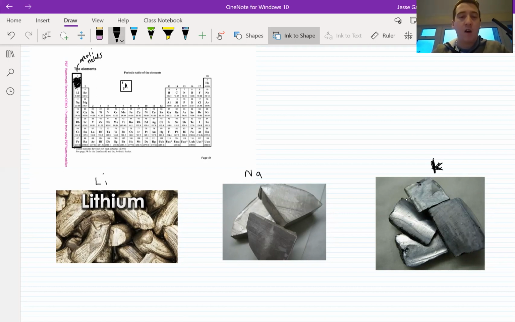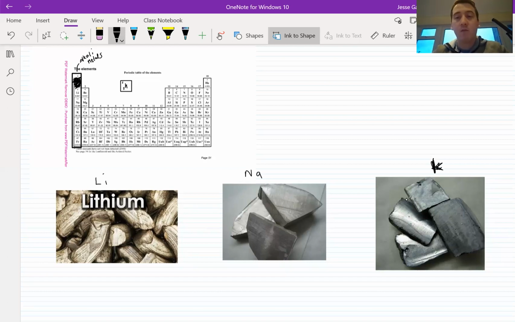They are also all soft. You can cut them with a knife or with a blade. Some are softer than others, so they're not all identical, but they're similar because you can cut them with a knife. And that's unusual for a metal, but you can cut these with a knife.